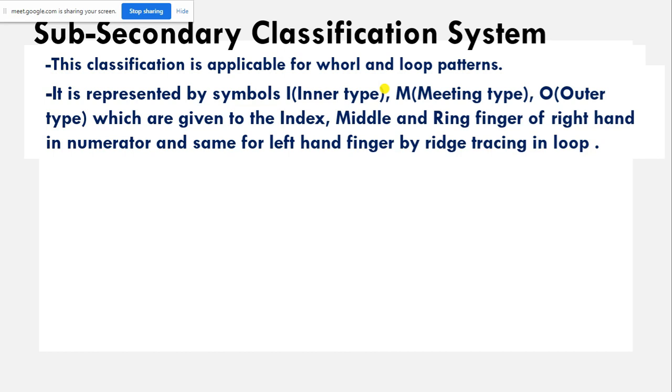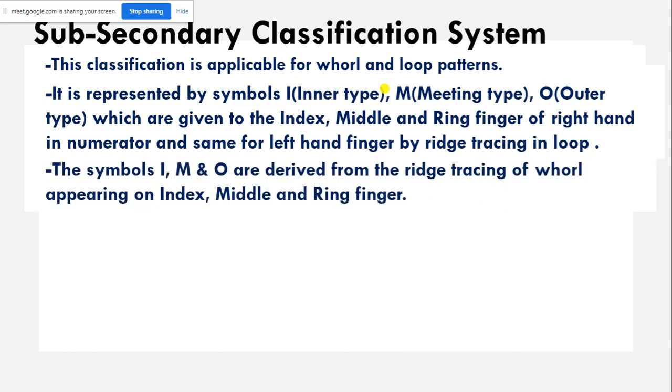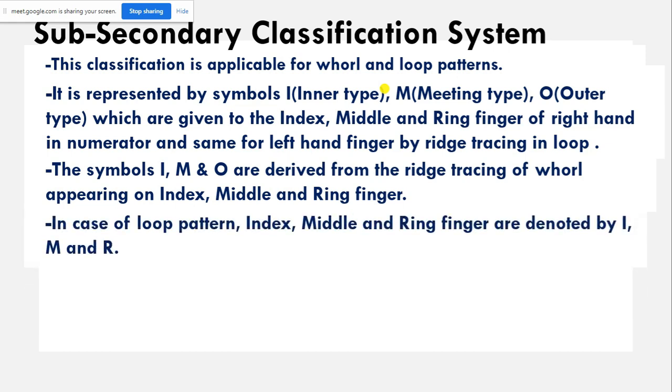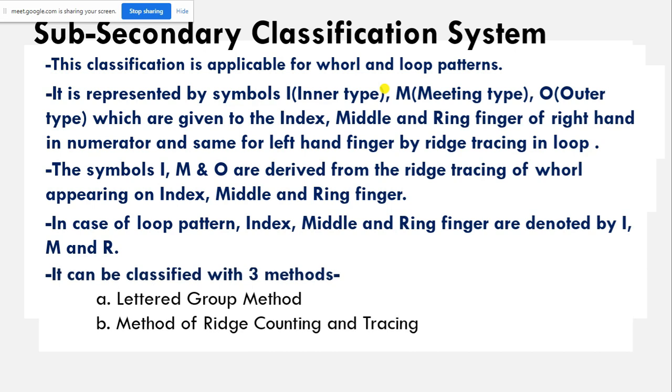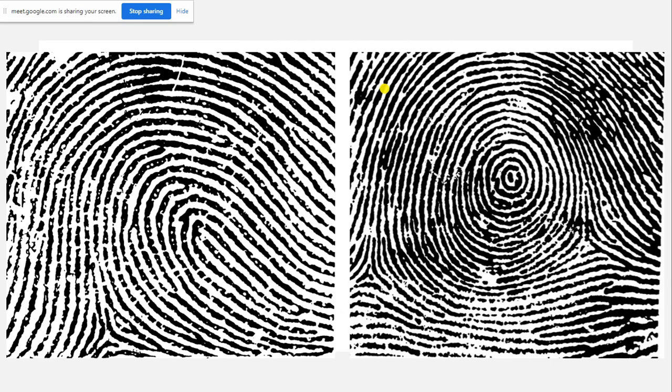In case of loops, we are performing ridge counting, and in case of whorls, we are performing ridge tracing. What happens is, in case of the loop patterns, index, middle and ring fingers are denoted by IMR, and in case of whorls, we are denoting it with I, M and O. It is following 2 different methods for classification. One is the lettered group method and the second method is the ridge counting and tracing method.